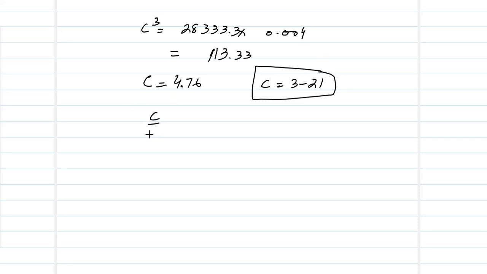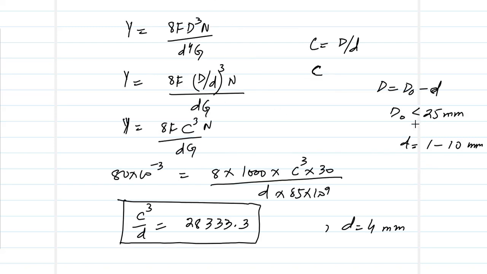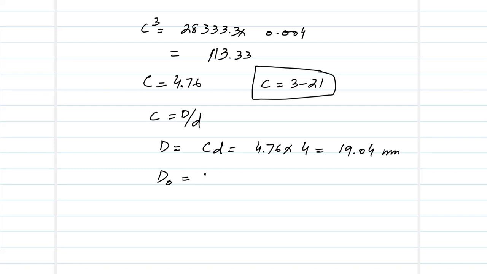If C is this, we know that C is capital D by small d. Now we know what d is, we know C is, so capital D is C times small d, which is 4.76 times 4, which is 19.04 mm. So outer diameter, we know from this formula, will be D plus small d. So capital D plus small d. If you add these two, the mean diameter and wire diameter, you get the outer diameter. And see, the mean diameter is 19.04 and the wire diameter is 4, plus. So that is 23.04 mm.